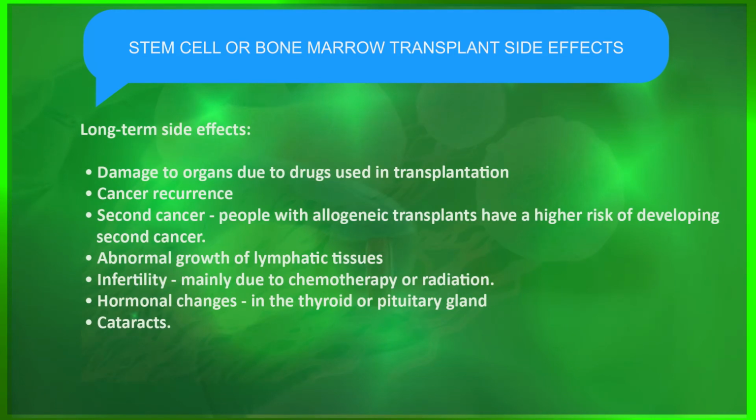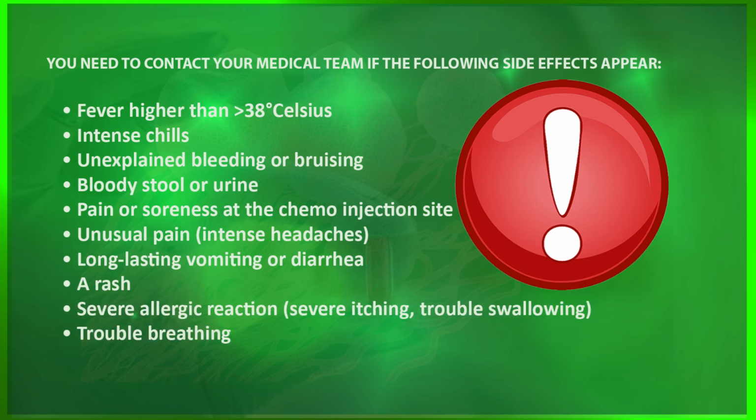Stem cell or bone marrow transplant side effects. Long-term side effects. Damage to organs due to drugs used in transplantation. Cancer recurrence. Second cancer. People with allogeneic transplants have a higher risk of developing second cancer. Abnormal growth of lymphatic tissues. Infertility, mainly due to chemotherapy or radiation. Hormonal changes in the thyroid or pituitary gland. Cataracts.